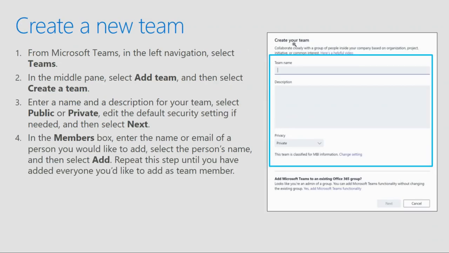Here's the screenshot for creating a new team. You'll simply enter the team name, enter the team description. You'll choose the privacy level for your team. A private team is invitation only for joining, whereas a public team, people can see it and join of their own accord. In the box at the bottom, you'll get the option to add Microsoft Teams to your existing Office 365 group if you want to do that.